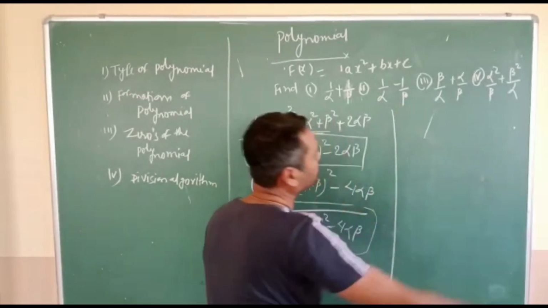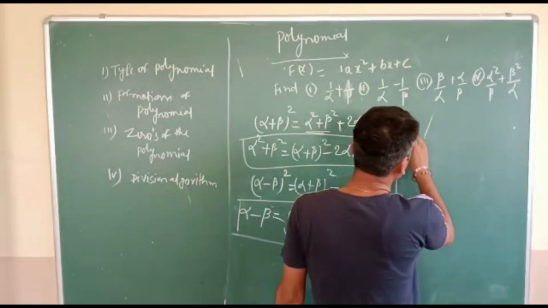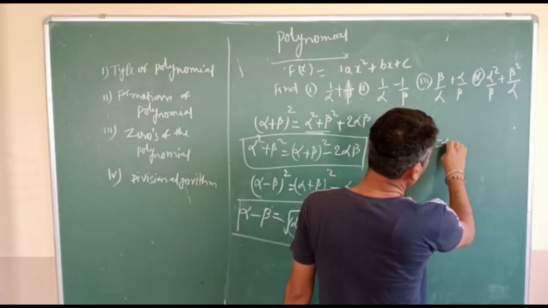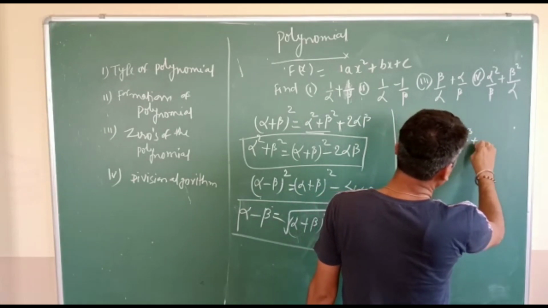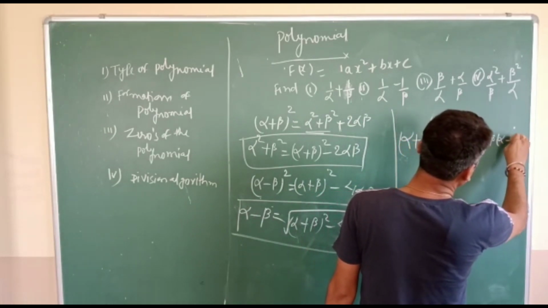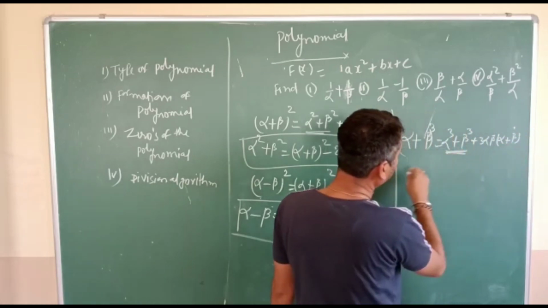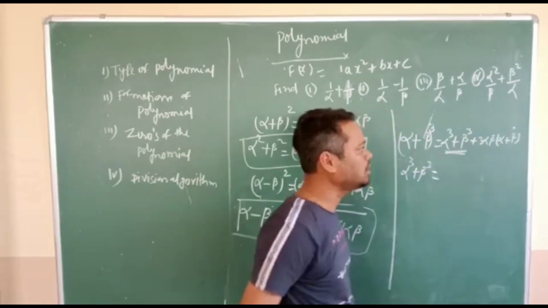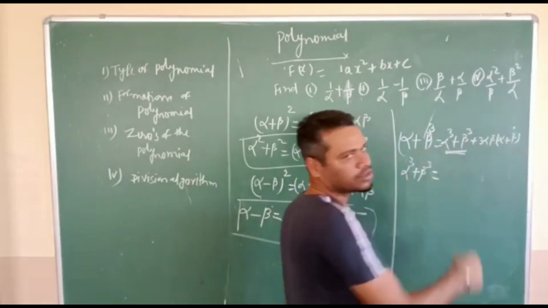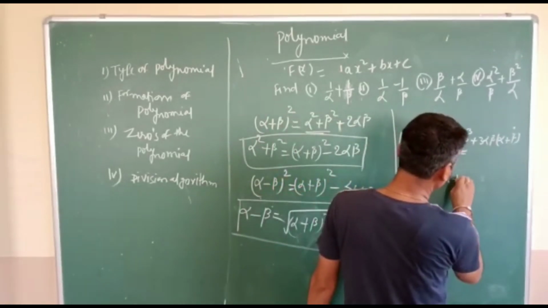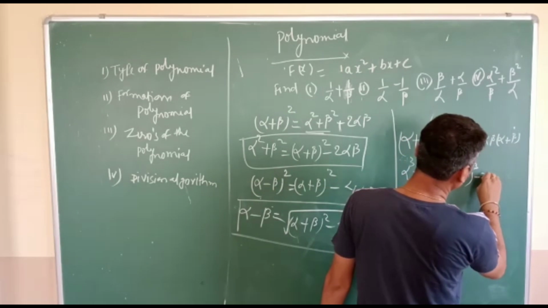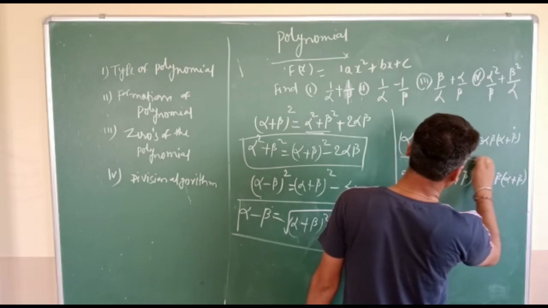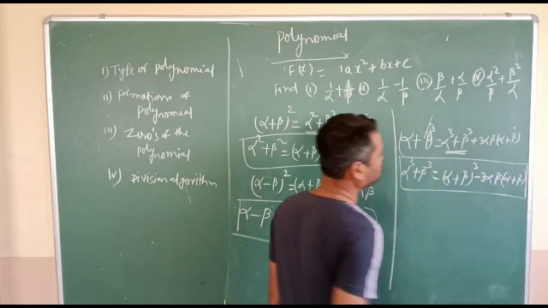Okay. Now let's come to alpha plus beta whole cube. That will give me alpha cube plus beta cube plus 3 alpha beta into alpha plus beta. If I want only alpha cube plus beta cube, how can I achieve that? Just send this part to the other side. If you send this entire portion to that side, my job is done. So that will be alpha plus beta whole cube minus 3 alpha beta into alpha plus beta. That's it. Our job is done.